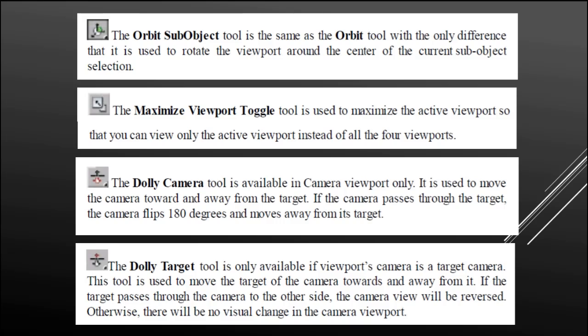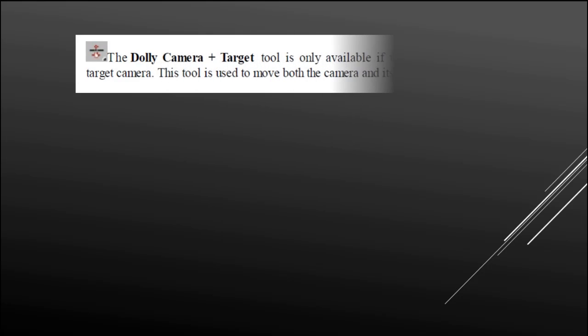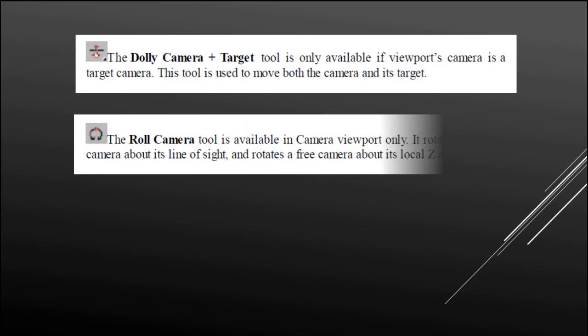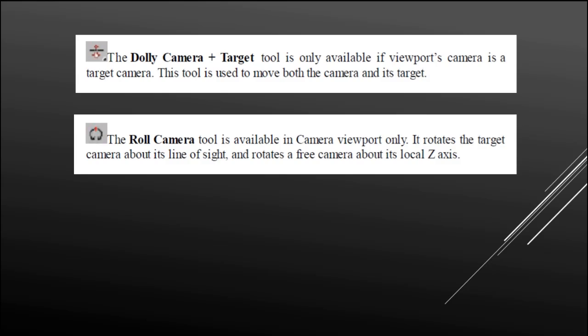The Dolly Target tool is only available if the viewport's camera is a target camera. This tool is used to move the target of the camera towards and away from it. The Dolly Camera Target tool is only available if the viewport's camera is a target camera. This tool is used to move both the camera and its target. The Roll Camera tool is available in Camera Viewport only. It rotates the target camera about its line of sight and rotates a free camera about its local z-axis.